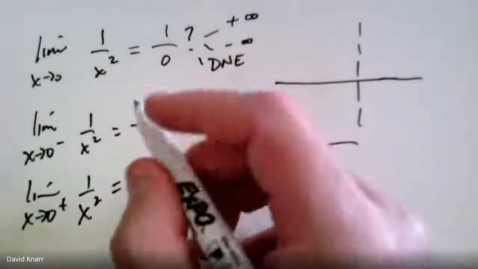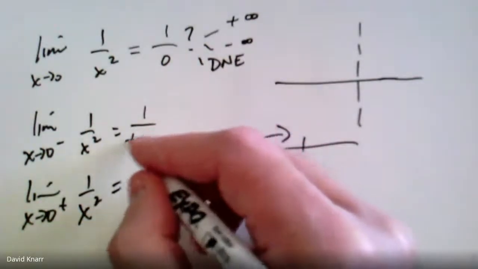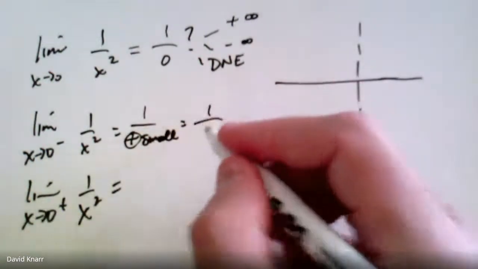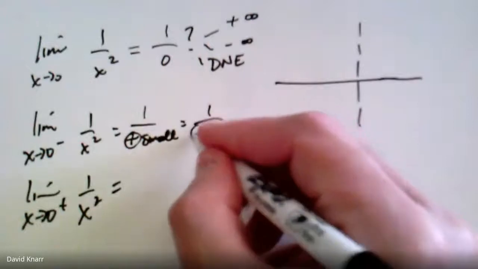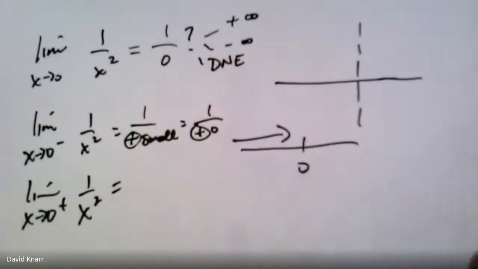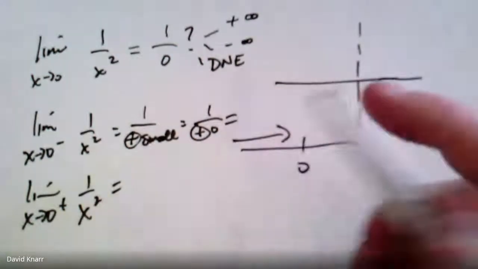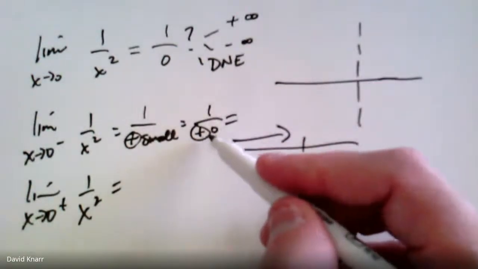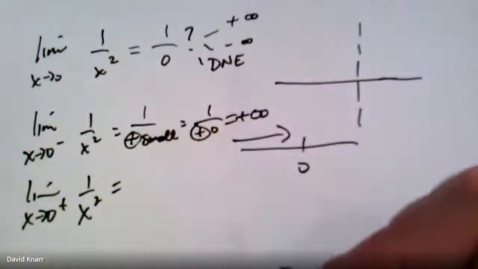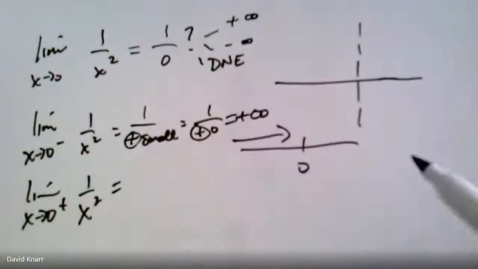So what some people do is instead of writing a positive small number, they write this, and I will accept this, they write this, positive 0, okay? So that's okay. And now 1 over something really small is something really big. Positive divided by positive is a positive, so that value goes to positive infinity, where this limit approaches positive infinity.